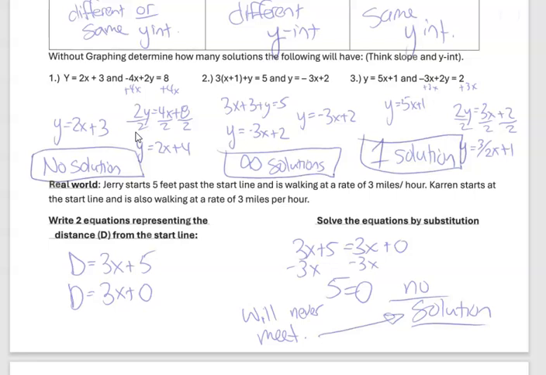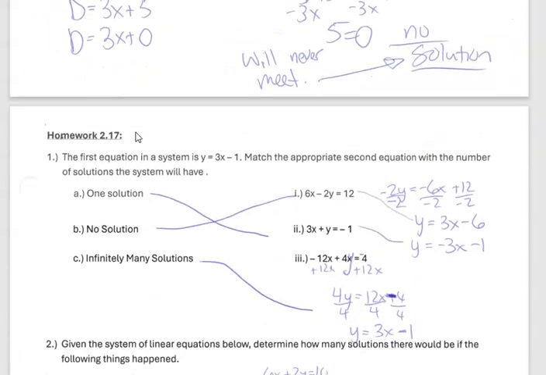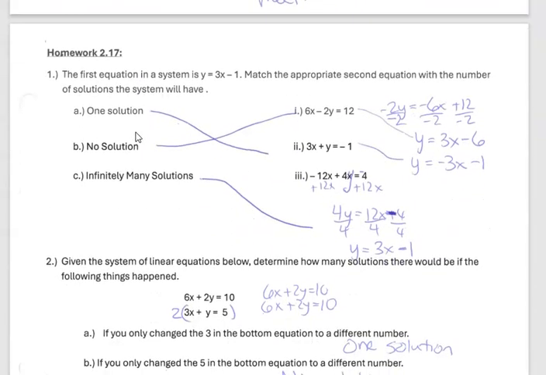And that's it. So when we take a look at our homework, you have one equation, y equals 3x minus 1. It gives you 3 other equations and says this is going to have one solution, no solutions, or infinitely many. So you need to get it into a form so that you can see the slope and the y-intercept. So that's what I did for each one of them. The top one became y equals 3x minus 6. The next one became y equals negative 3x minus 1. And the next one was y equals 3x minus 1.